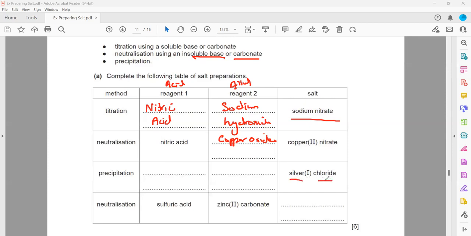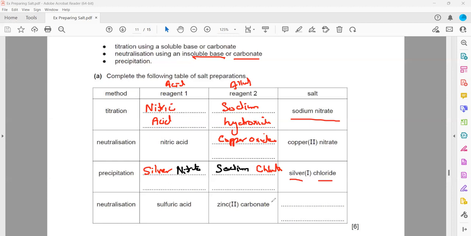Precipitation means we mix two salt solutions. So one of the salts should be a silver salt, another should be a chloride salt. All nitrates are soluble, so the first salt should be a nitrate, silver nitrate. And the second salt should be sodium chloride. Like group 1, sodium chloride plus silver nitrate. As a result, it will produce silver I chloride.